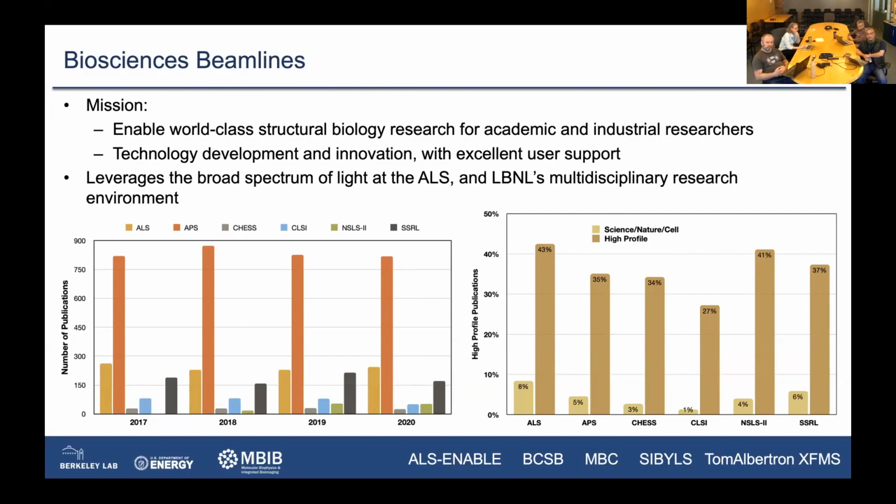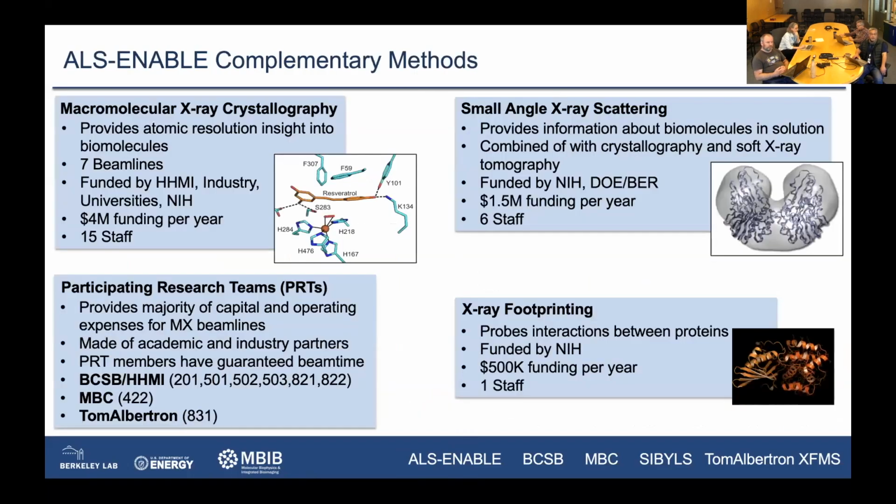On the right, you can see how the ALS stacks up as far as the high profile papers per resource. And that's something we always like to bring up, because the ALS was built as a low energy light source, but by the addition of wigglers, undulators, and superbends, we've been very productive in the high energy range.